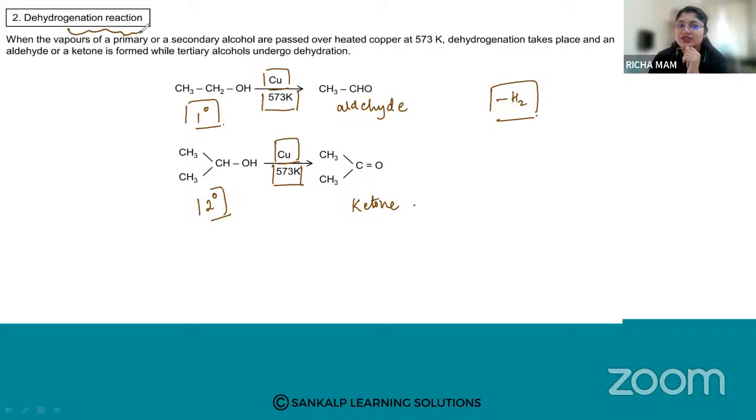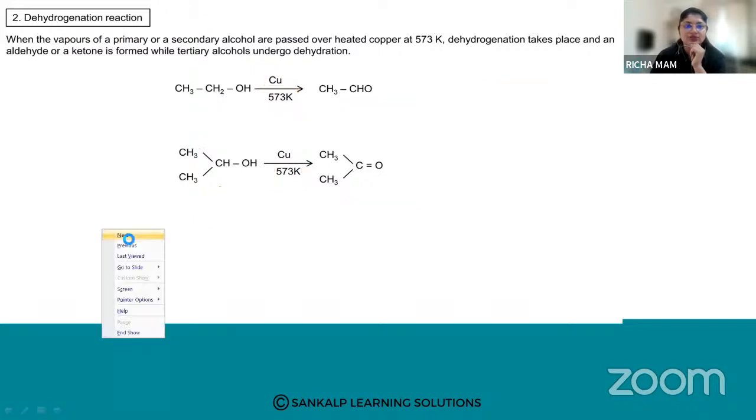So the dehydrogenation reaction is also a general method of preparation. By this method, we can prepare both aldehyde as well as ketone. If I take a primary alcohol, we get an aldehyde. If I take a secondary alcohol, we get a ketone. So these two we had seen.